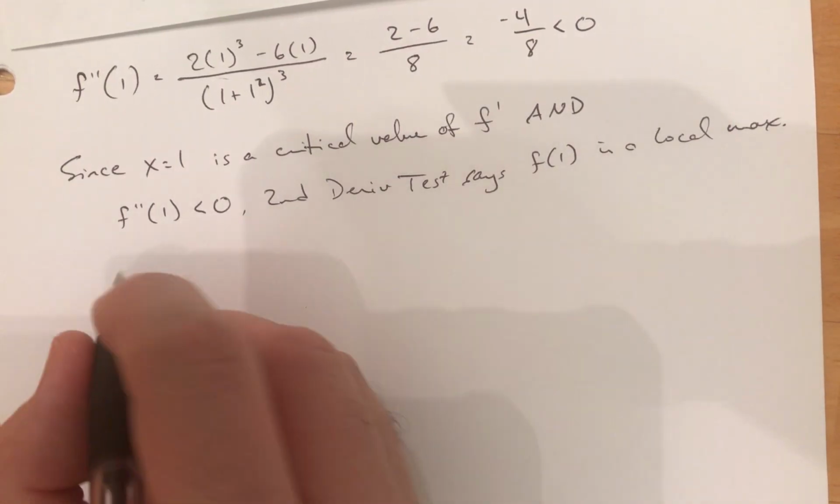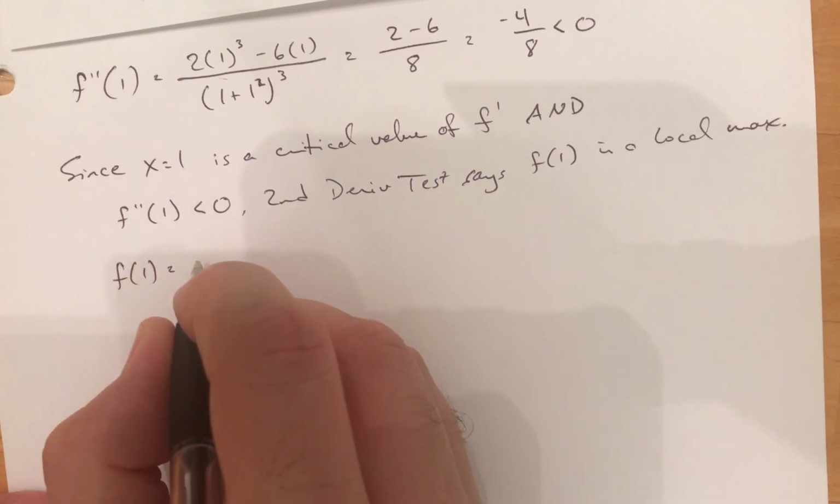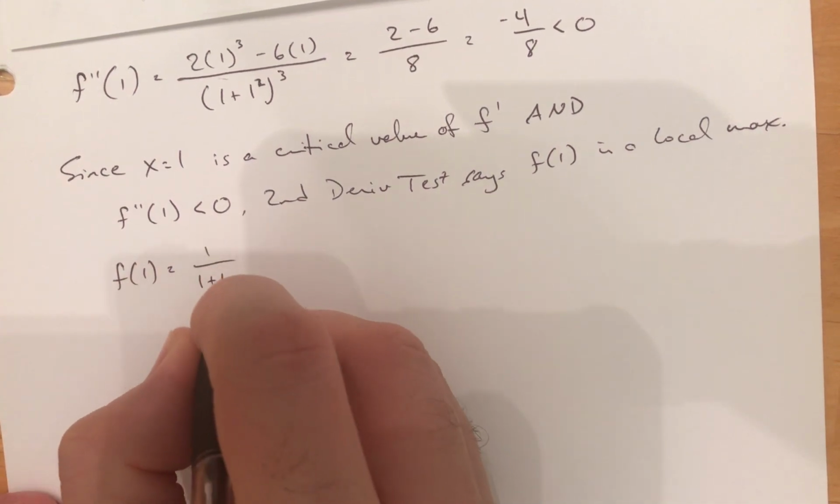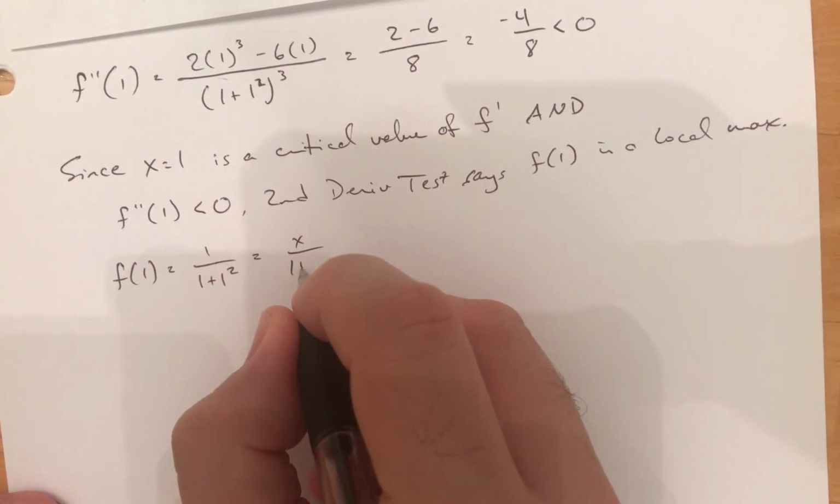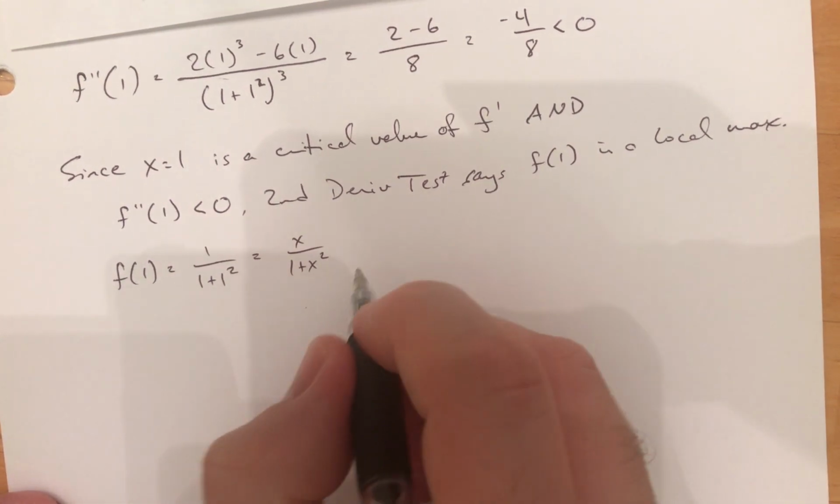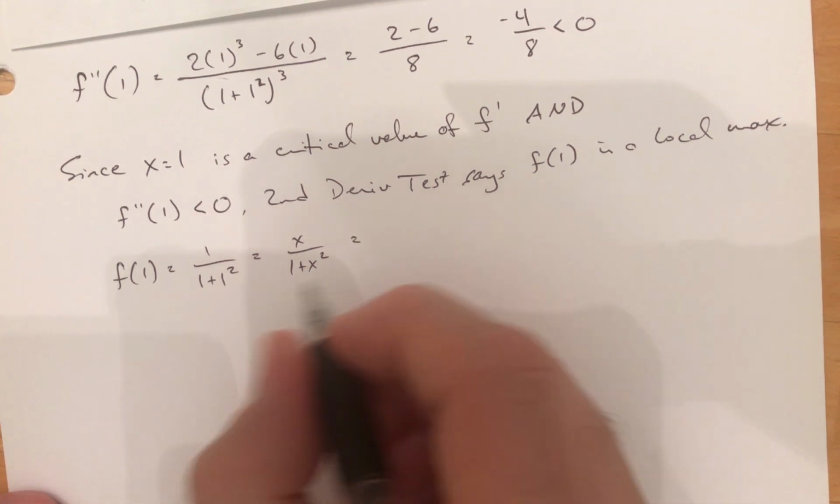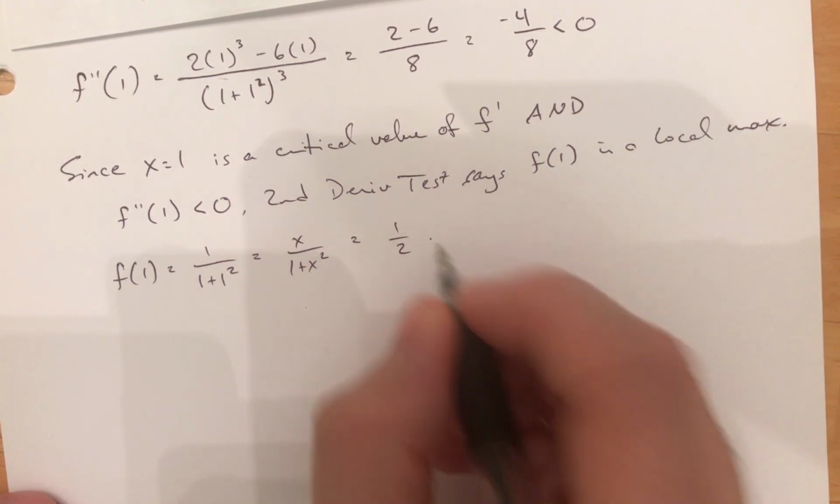What is that maximum value? f of 1 is 1 over 1 plus 1 squared. Remember that was x over 1 plus x squared. Or what? 1/2.